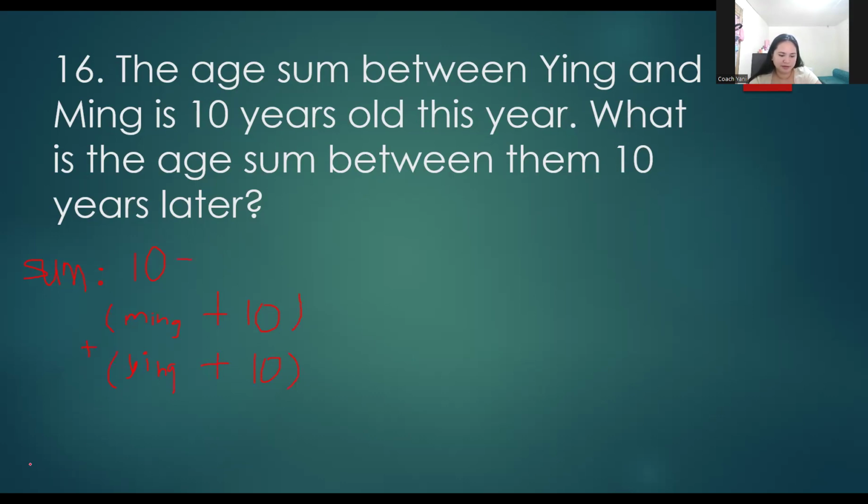Okay, let's start over again. I think it's getting confusing. So you have Ming plus Ying. And the sum of their age is 10, right? 10 years later, you just need to add 10 years to Ming because she aged 10 years. And then you also need to add 10 years here. So what is the age? That is the question. So what is the total 10 years later, right?